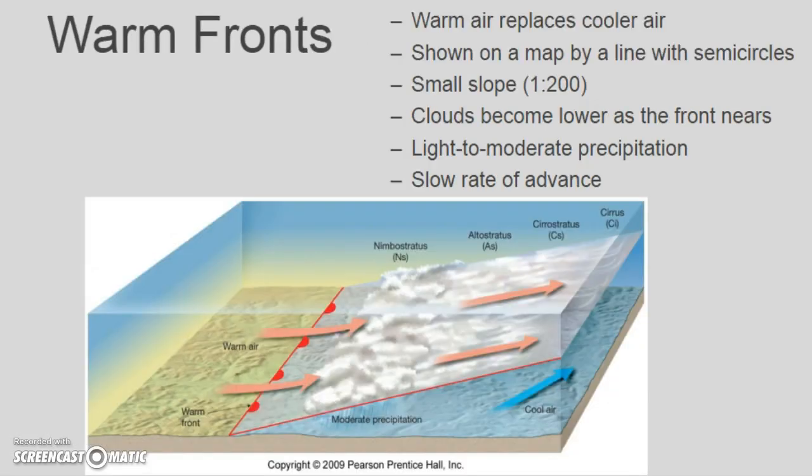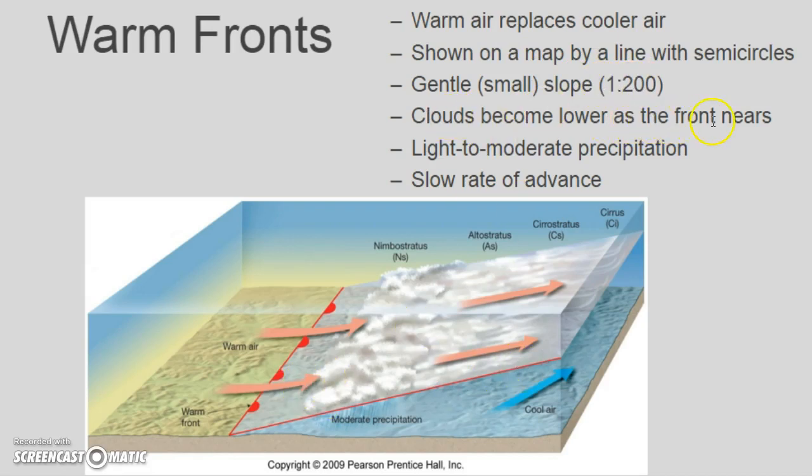So let's look at a warm front. This warm front is where warm air replaces cooler air. It's shown on a map by a line with semicircles, and that's what we see in red. It has a very gentle slope, and gentle is very important here. When I look at this picture, this slope would be about 1 mile in elevation for every 200 miles of run. So your rise and run. Remember, that's what a slope is, rise over run. So very, very mild here.